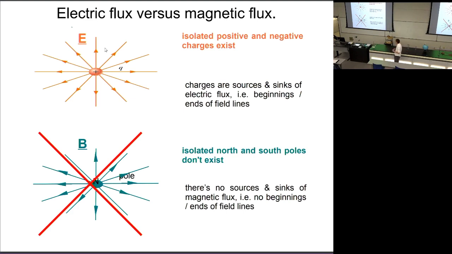The magnetic field lines just produce loops. Another way we would say it is that in electricity, positive and negative charges are the sources and sinks of electric flux. In magnetism, there are actually no sources or sinks of electric flux. There are just sources of loops of field lines, circles of field lines. Technically, we call it circulation of field lines. Okay.